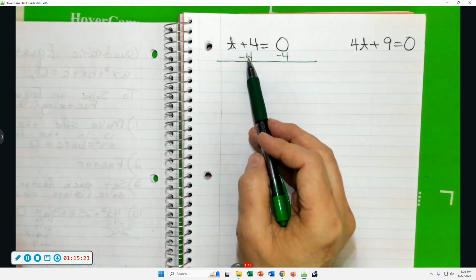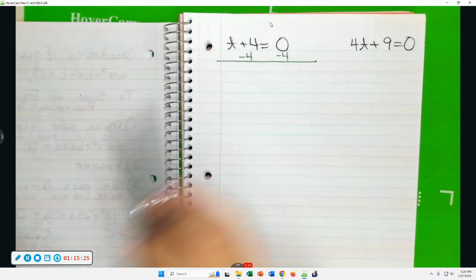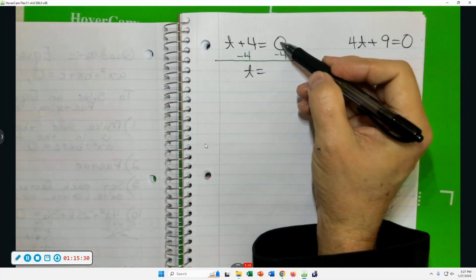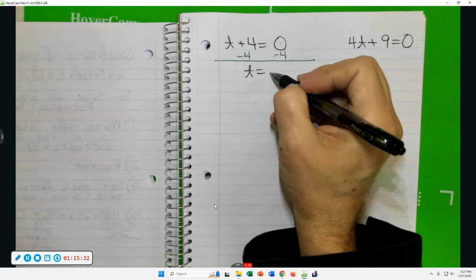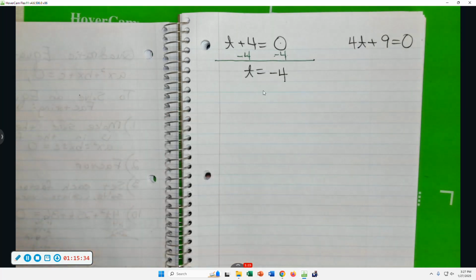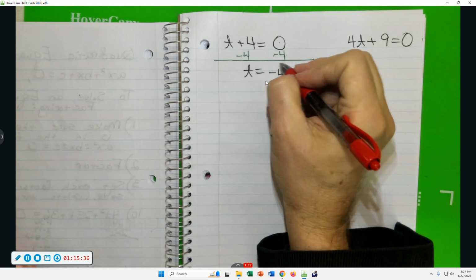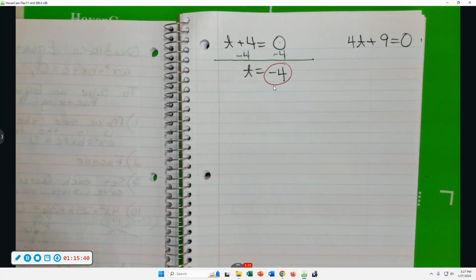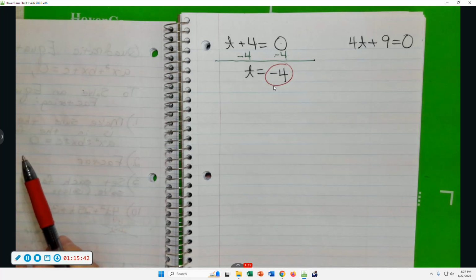Then 4 minus 4 goes to 0. So all we have left is t equals 0 minus 4, which is negative 4. There's my first solution. If we plugged negative 4 in for t on the left side of the equation and simplified, the left side would equal the right.